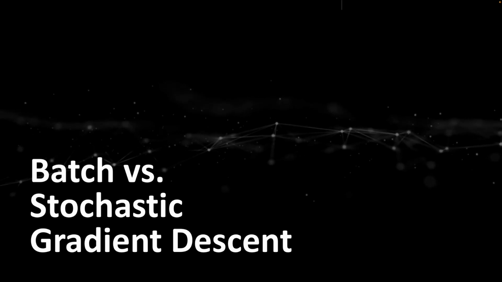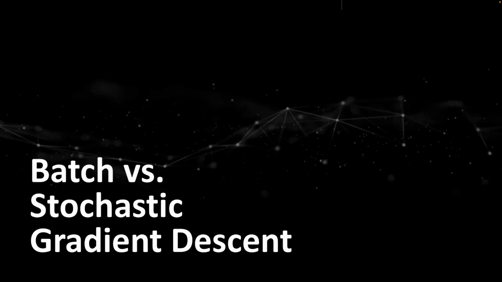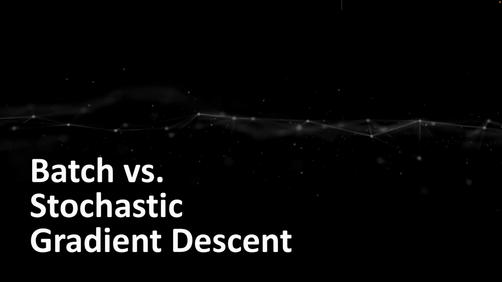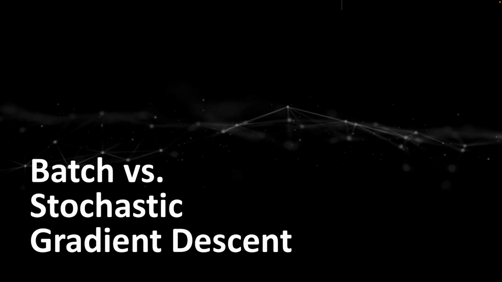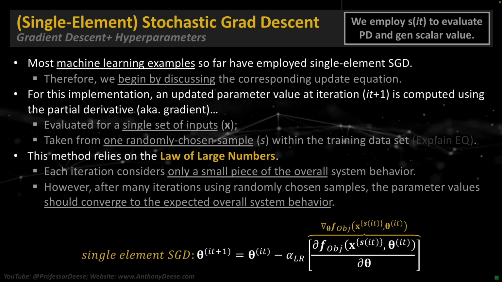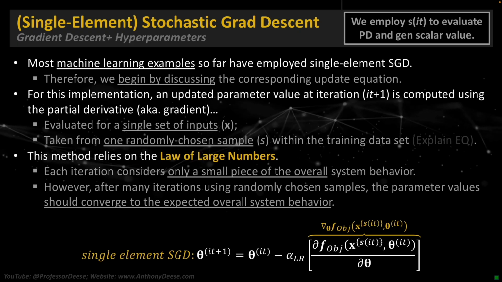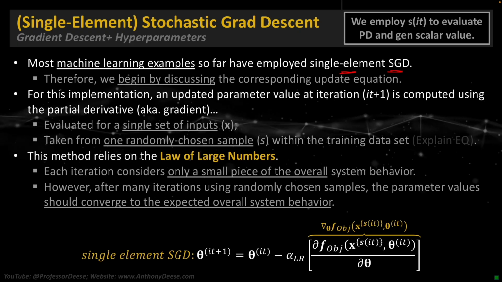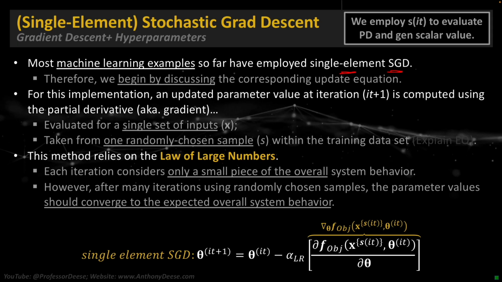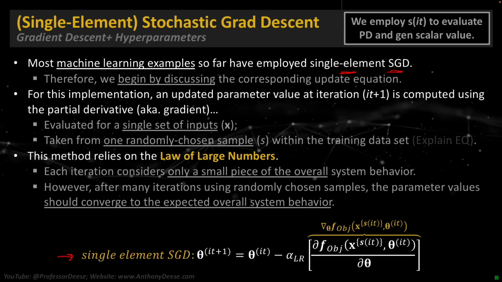We begin with that comparison of the batch and stochastic gradient descent methods. More specifically, we're going to discuss three implementations: the single element stochastic gradient descent, the mini batch stochastic gradient descent, as well as the complete batch gradient descent. Most of the machine learning examples that we've discussed so far have employed the single element stochastic gradient descent method. Therefore, we begin our discussion here, and we will take a closer look at the update expression shown below.